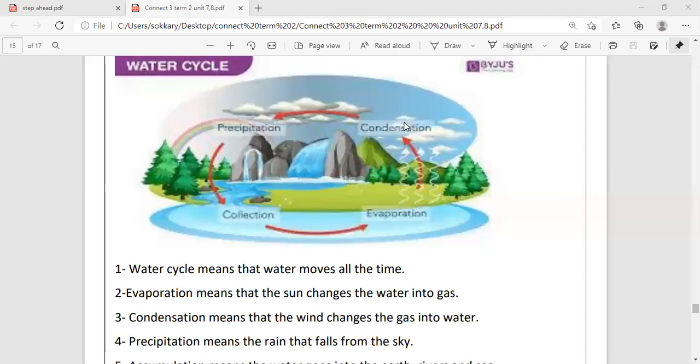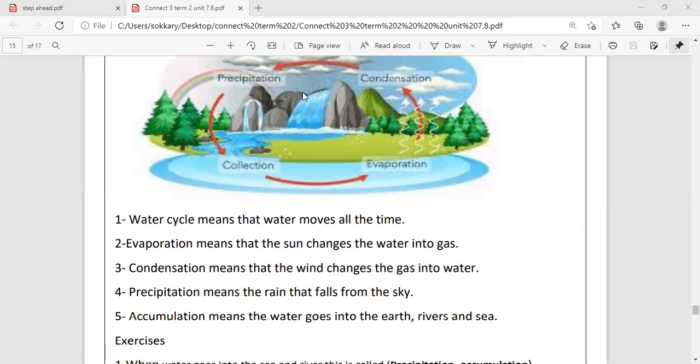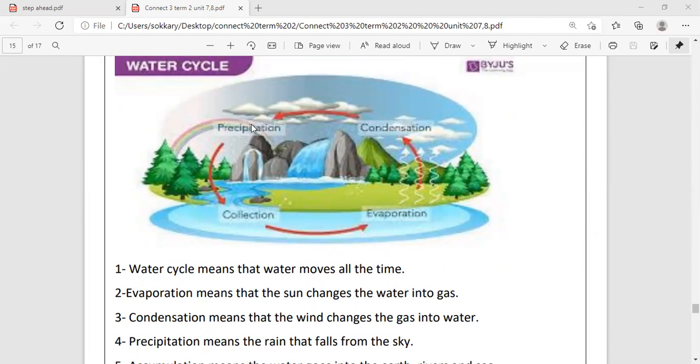When condensation happens, you see clouds in the sky. Then what happens? Precipitation. Precipitation happens. What again, students? Precipitation. Listen to the word in the dictionary. Precipitation. Excellent. Can you hear this, students?